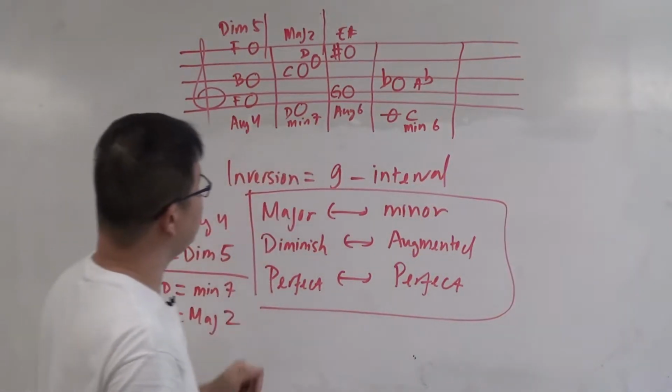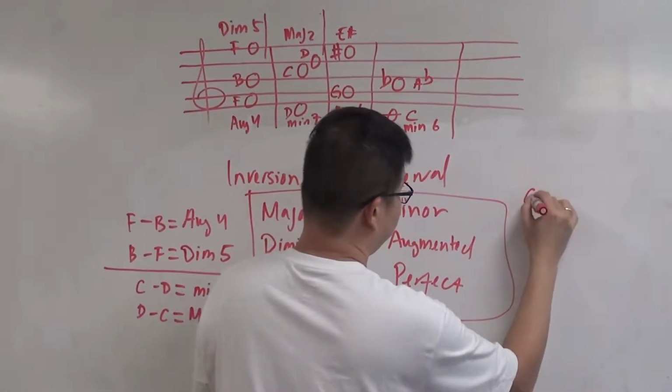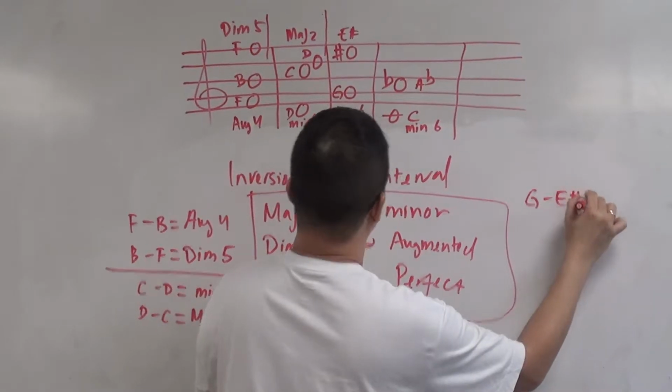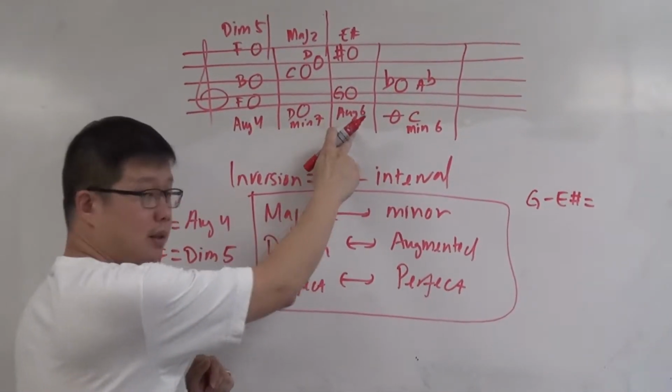Let's take a look. G and E sharp. We know G to E sharp is augmented 6.